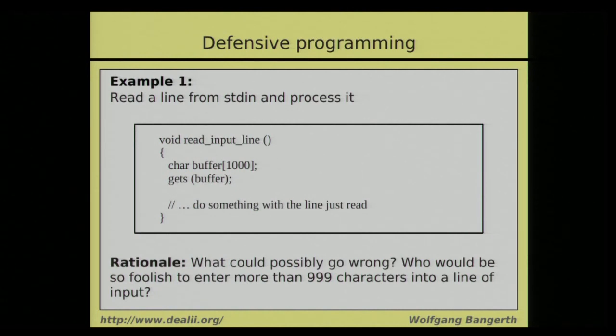And remember that the general strategy was always to assume that a problem will happen, that it's not a question whether it will happen, but that it will happen and that we have to deal with it. So here's an example of a function that could read a line from standard in, from the screen, from the console, where people could enter text and then do something with it.